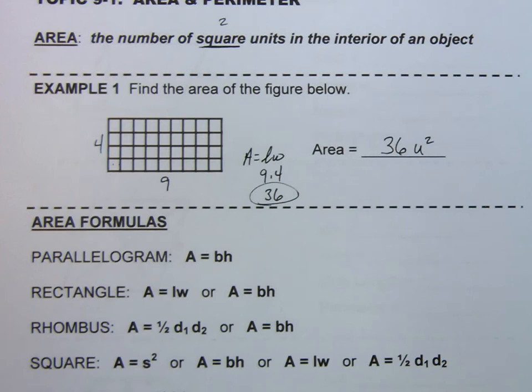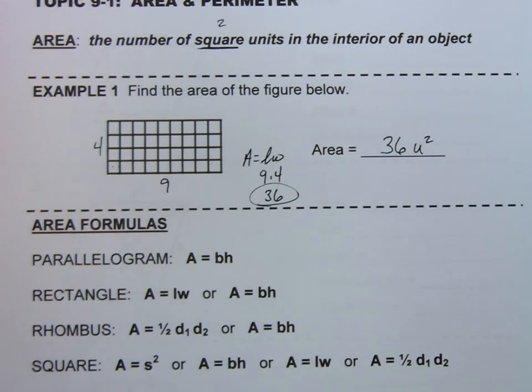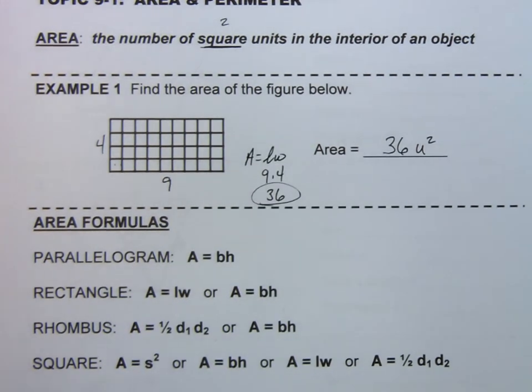But make sure we understand that when we're doing area, it's a number of square units. It's not something you can measure with a ruler. It's not one-dimensional. It is two-dimensional, square units.